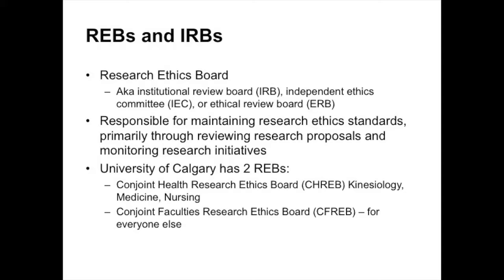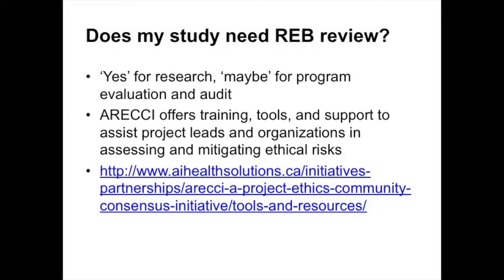Now, the University of Calgary has two REBs: the Conjoint Health Research Ethics Board, or CREB, which is for kinesiology, medicine and nursing, and the Conjoint Faculties Research Ethics Board, CFREB, for everybody else. By and large, if you're doing health professions education research, which is most likely going to fall into kinesiology, medicine or nursing, then you'll go through CREB. But if you're in a different faculty, for instance social work, then you go through the CFREB.